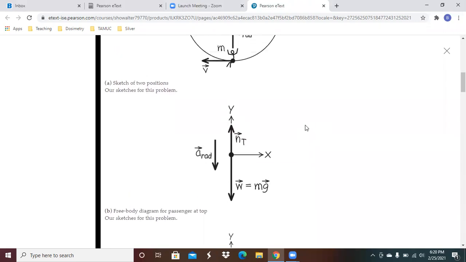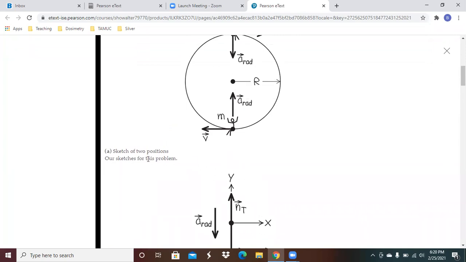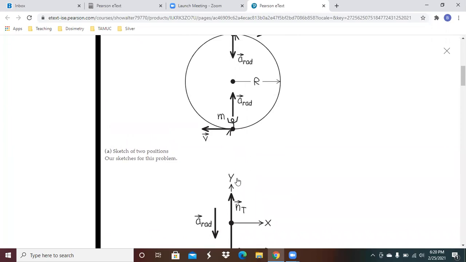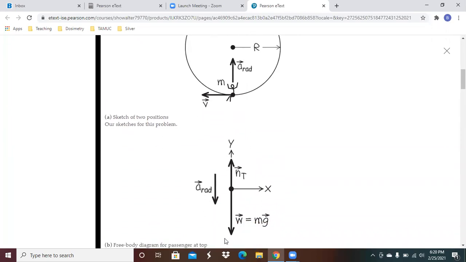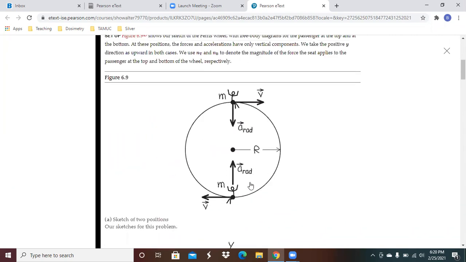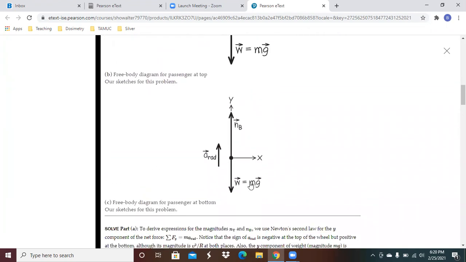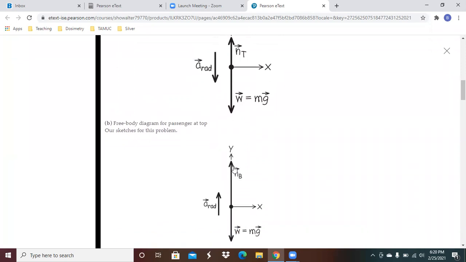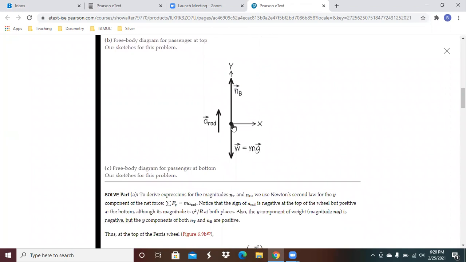So we've got sketches for the two positions, our sketches for this particular problem. We know that the radial acceleration is pointed down this way. We know the weight's pointed down this way, and we know the normal force is pointing up this direction. If we look at a free body diagram at the bottom, we know the weight is still pulling down. We know the radial acceleration is up, and we know that we have the normal force here acting again on the passenger.